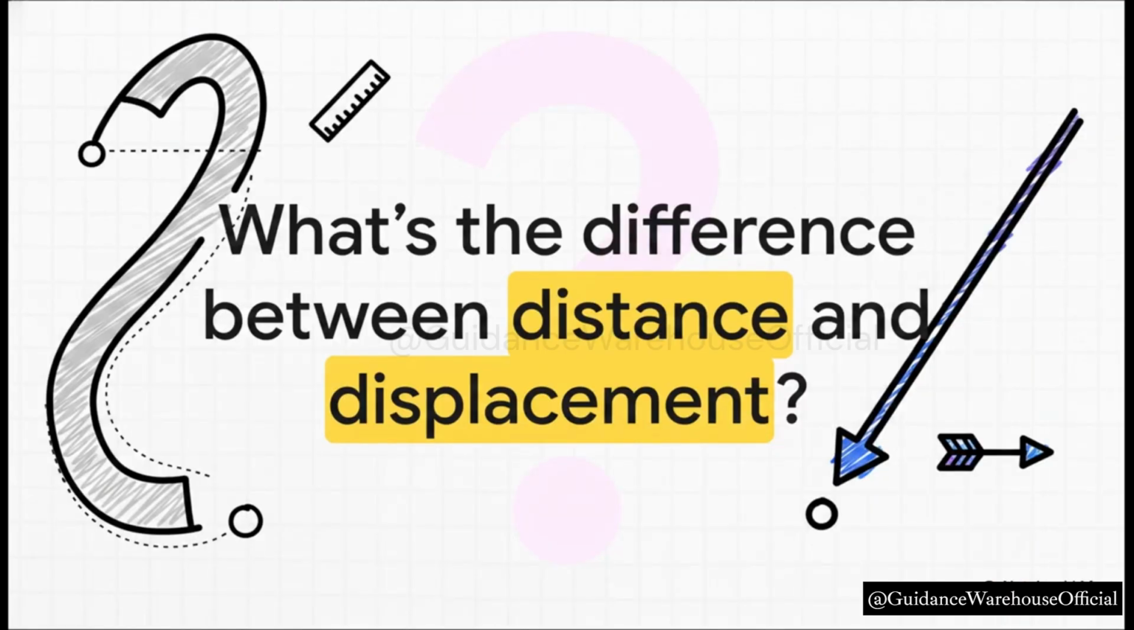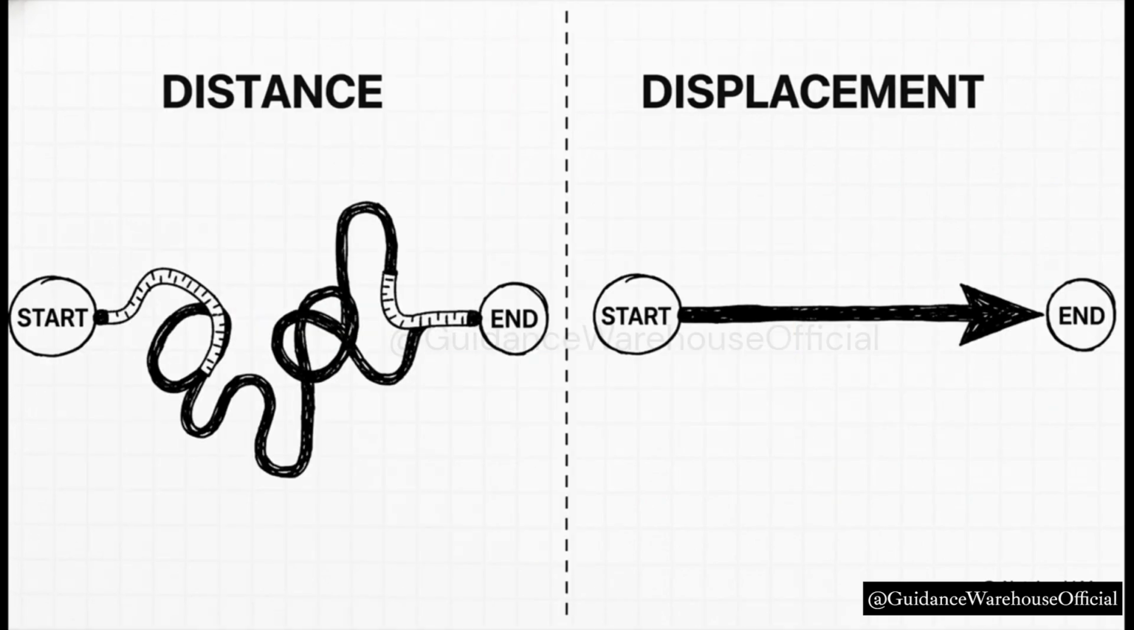So, it all kicks off with a question that seems pretty simple at first glance. What's the real difference between distance and displacement? I mean, they sound almost the same, don't they? But in the world of physics, they describe two totally different things. And this really gets to the heart of it.